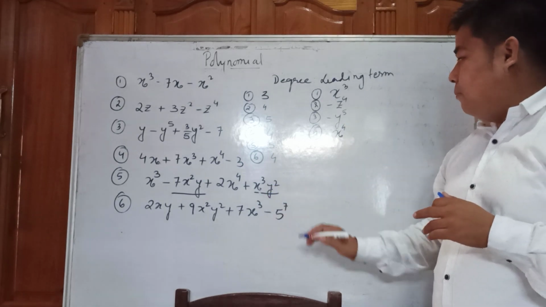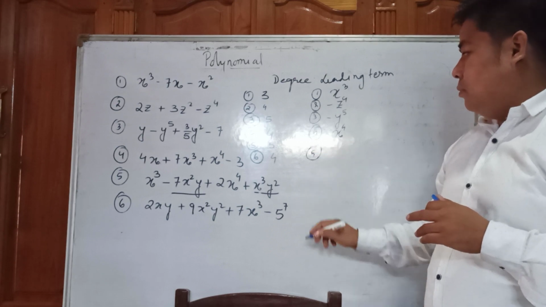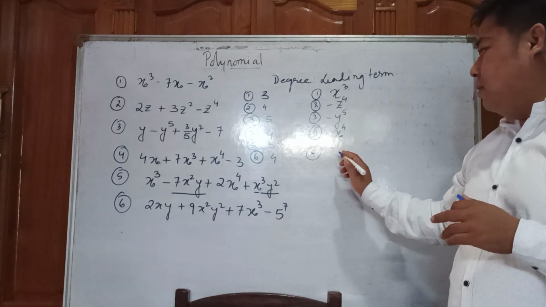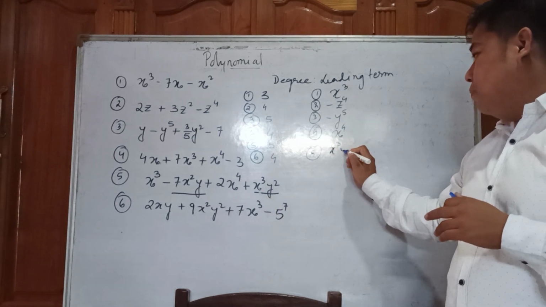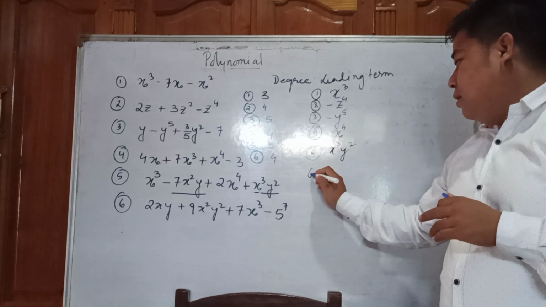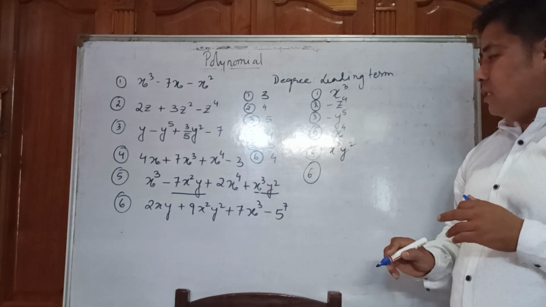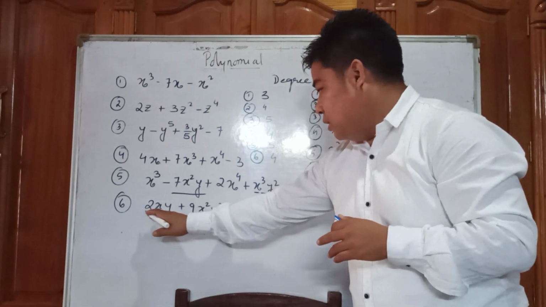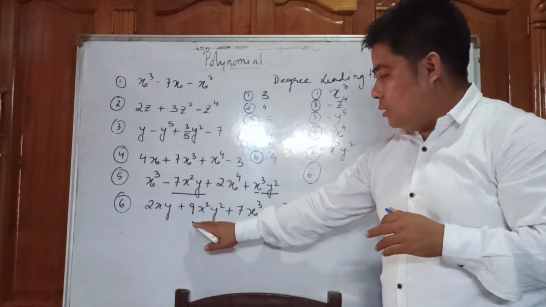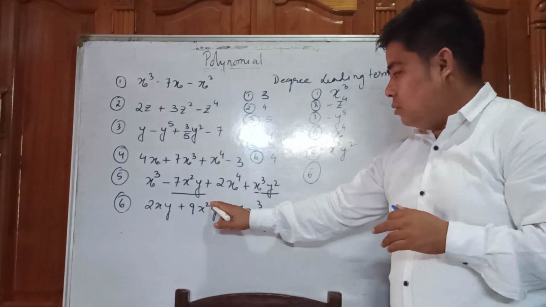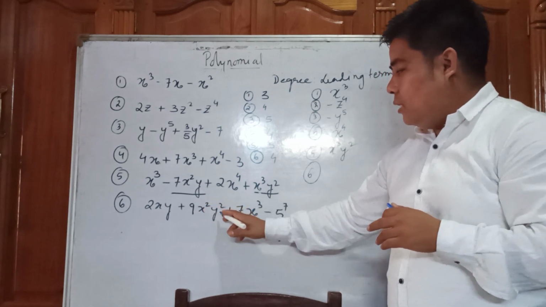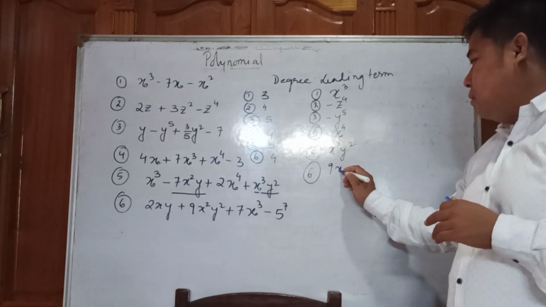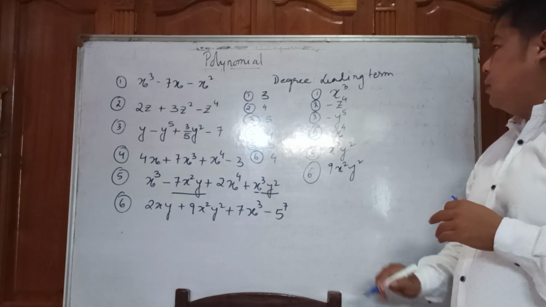And about the fifth example, the degree was 5. So which term contains the degree 5? The last term contains the degree 5, that is x cubed y squared. And about the last, that is the sixth example, what is the degree? The degree was 4. Let's check where we find the degree 4. Here, the second term, x squared y squared, if we add the powers, it is 4. So the second term is the leading term. So 9x squared y squared is the leading term.